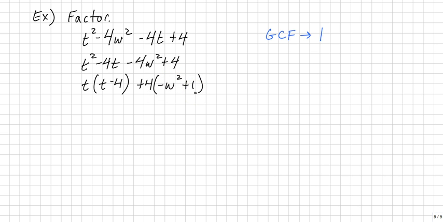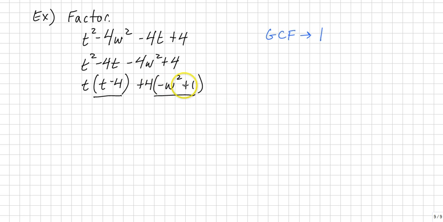Well, when I did that, t minus 4 and negative w squared plus 1, unlike what happened in the last example, these are not the same thing. So I can't factor that out because they're not common. They don't both have the same thing in common. So this is just a big dead end. Grouping them together this way got me nowhere.